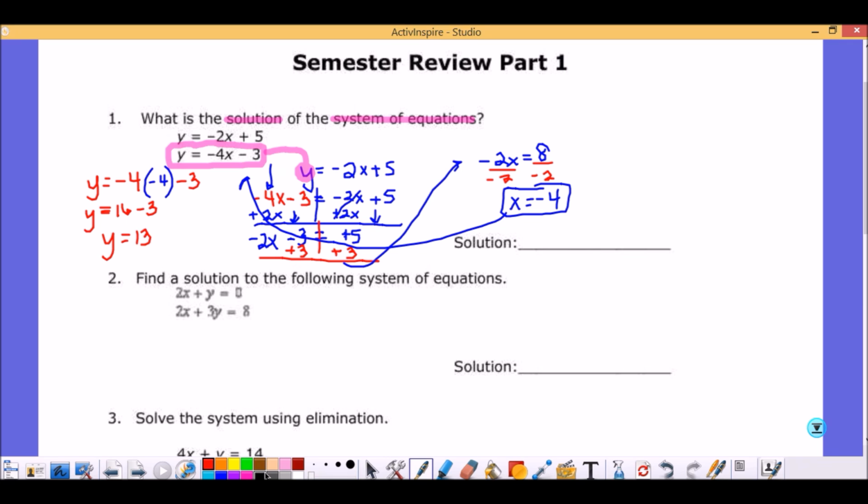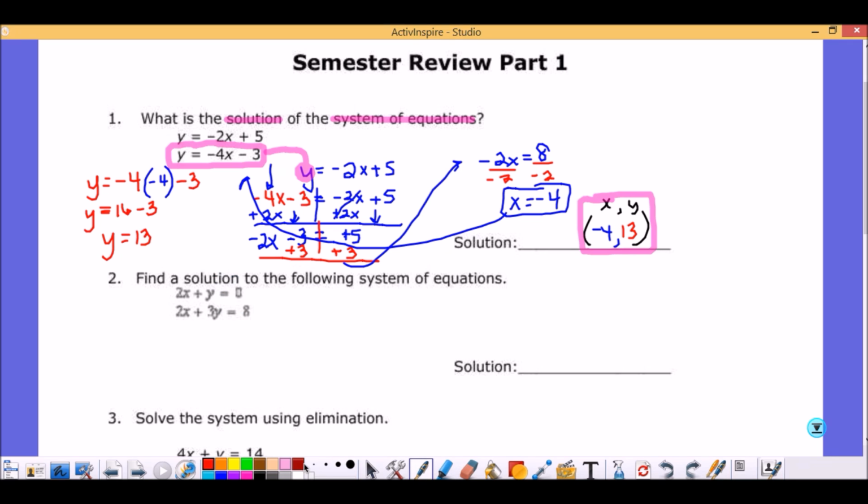So my solution, remember, is x comma y. So we got the answer of x, which is negative 4. And we got the answer of positive 13 for my y. So that means this is where the two lines crisscross, or what we call intersect. This is the solution. Problem number 2.